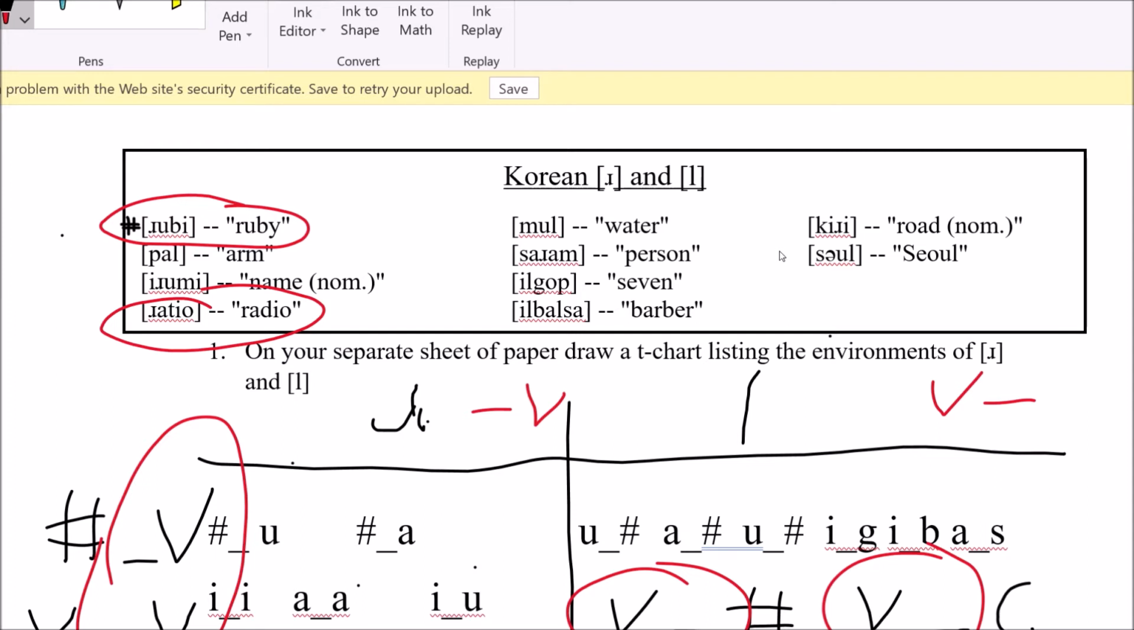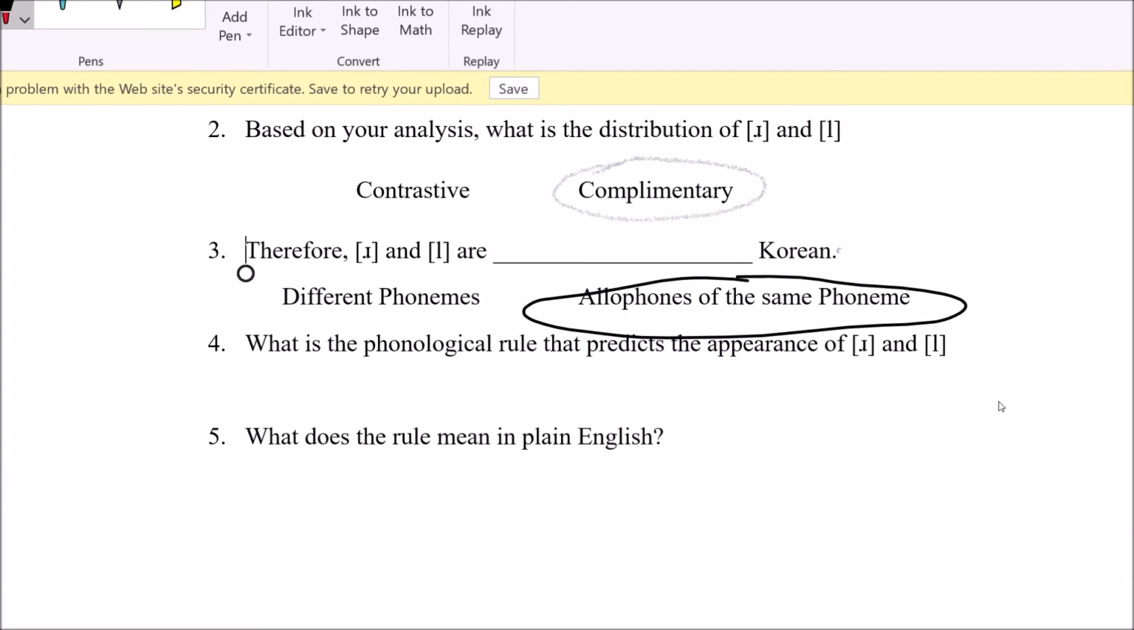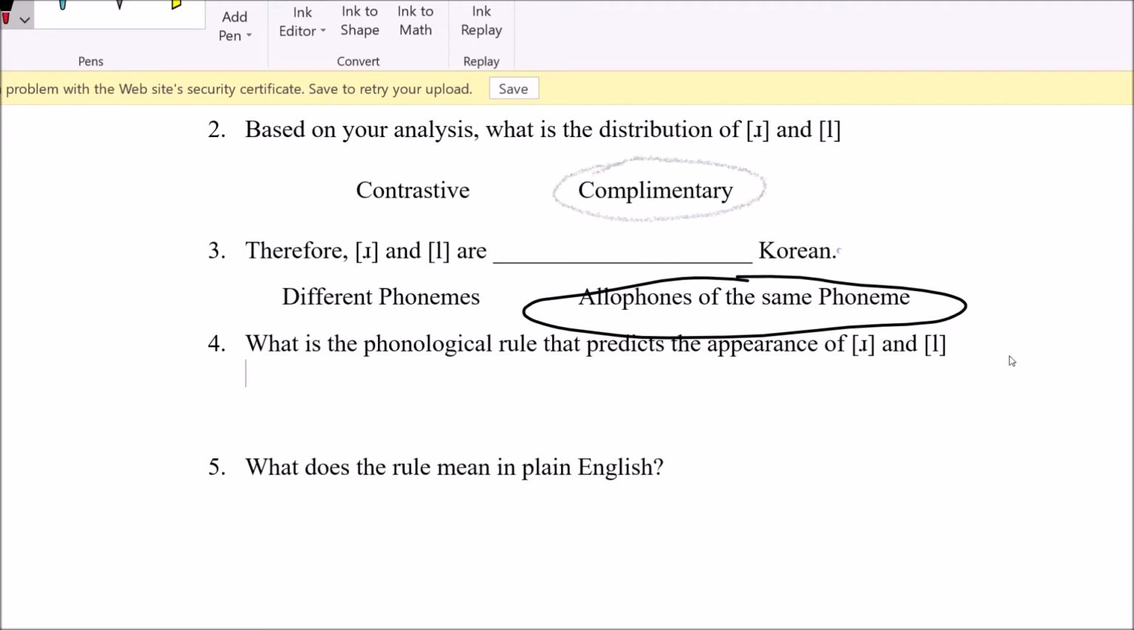So for this problem, if this was on the test, which it won't be, I would expect you guys to just recognize that there need to be two rules to explain the sounds. And I wouldn't really be picky on which one you choose as the phoneme.